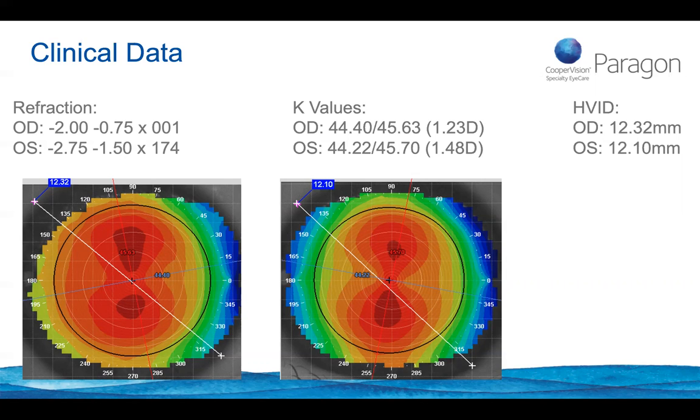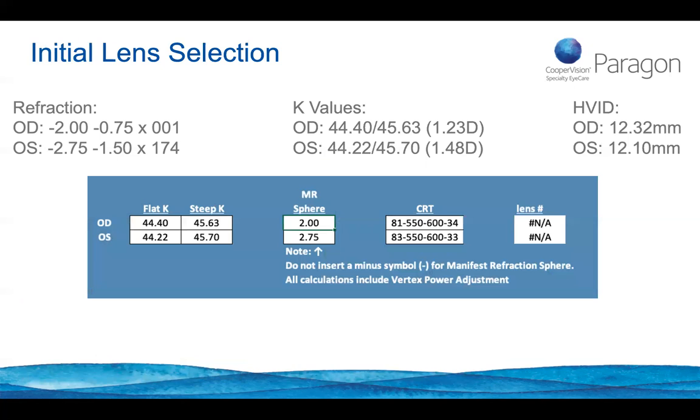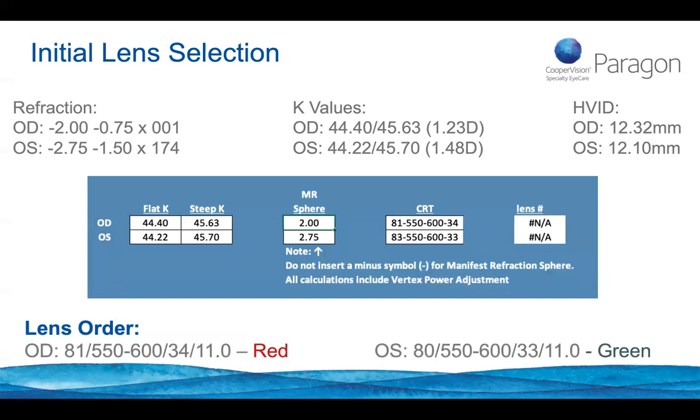So instantly, when I subtract 1 millimeter from her HVID, I know that I want to have her start off at least in an 11.0 millimeter lens. So we put her flat K and her steep K parameters into the lens calculator, and the CRT lens calculator calculates 8.1, 550, 600 RZD, 1 for RZD2, and a 34 landing zone angle. So we order these exact same lens parameters, in an 11.0 lens diameter size. For the right eye, we decide to do red for right, and for the left eye, we'll do green.